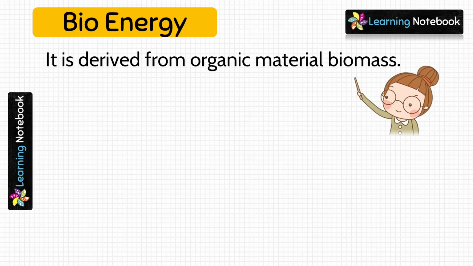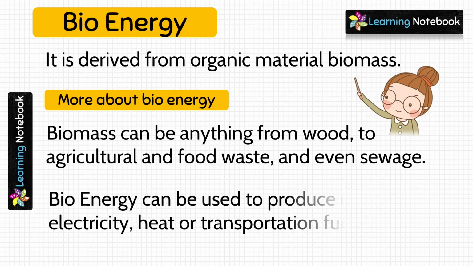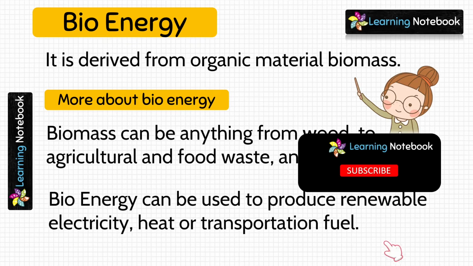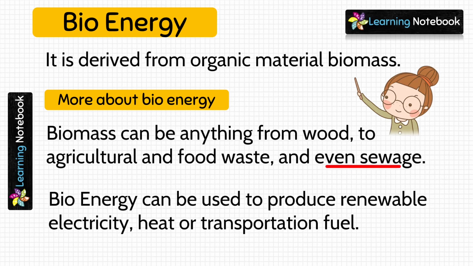Now next is bioenergy. Bioenergy is derived from organic material, biomass. Students, biomass can be anything. It can be from wood to agriculture and food waste and even sewage. Now, bioenergy can be used to produce renewable electricity, heat or transportation fuel. So this was another type of energy.